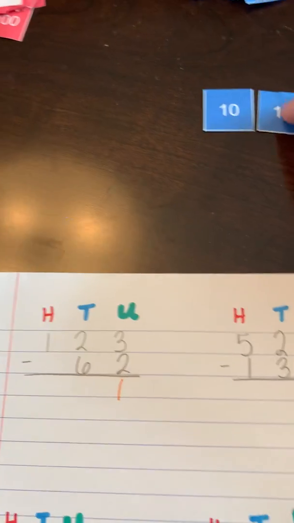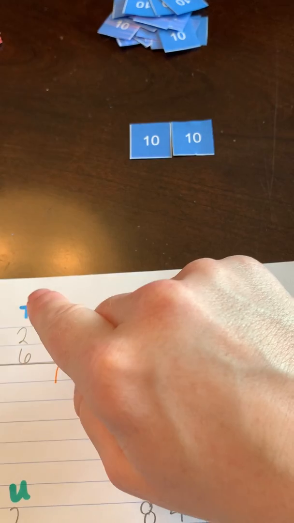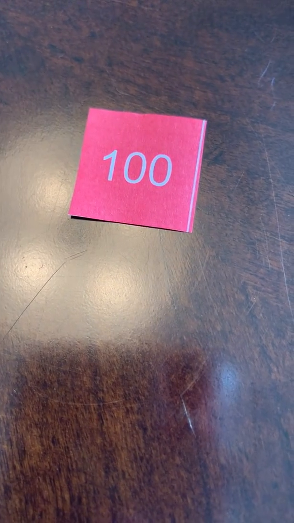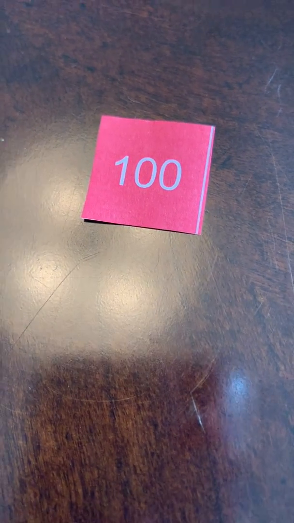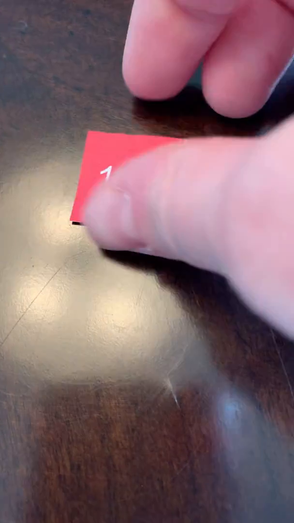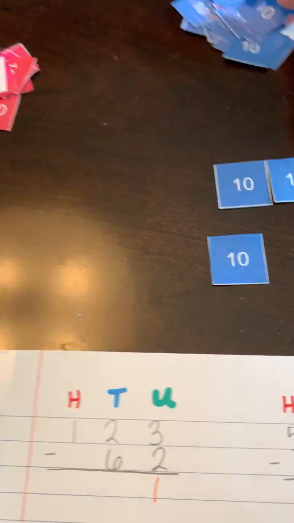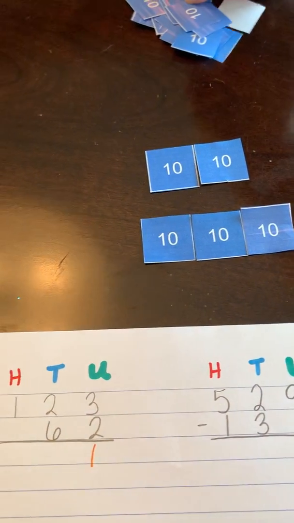Okay, so we only have 2. We can't eat 6 cupcakes, so Mom's going to go to the store and she's going to get more cupcakes. All right. So we're going to borrow from our 100. Now we only have 1 in our hundreds place, so we have to take the whole thing. What I'm going to do is take this and put it back, and I'm going to trade it for 10 tens, because 10 tens equals 100.